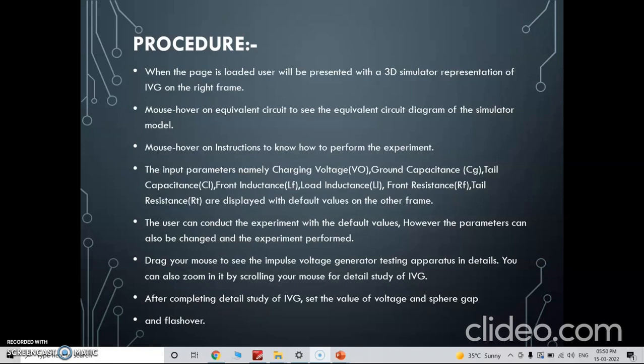Then we have to note the input parameters: V0, the charging voltage; the ground capacitance, denoted CG; the tail capacitance, denoted CI; the front inductance LF; the load inductance LI; and the front resistance RF. They are also displayed with default values in the other frames. We conduct the experiment with the default values. However, the parameters can also be changed during the experiment, but we have to differentiate between the constant values and default values. Then we drag the mouse on the impulse voltage generator circuit, and we test the apparatus in detail.